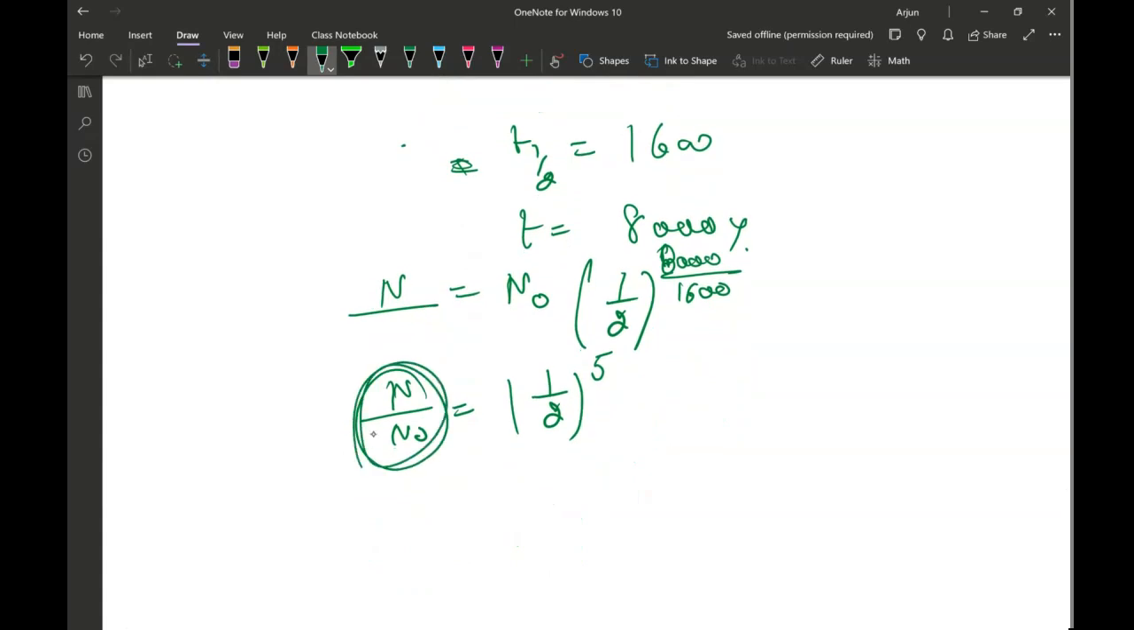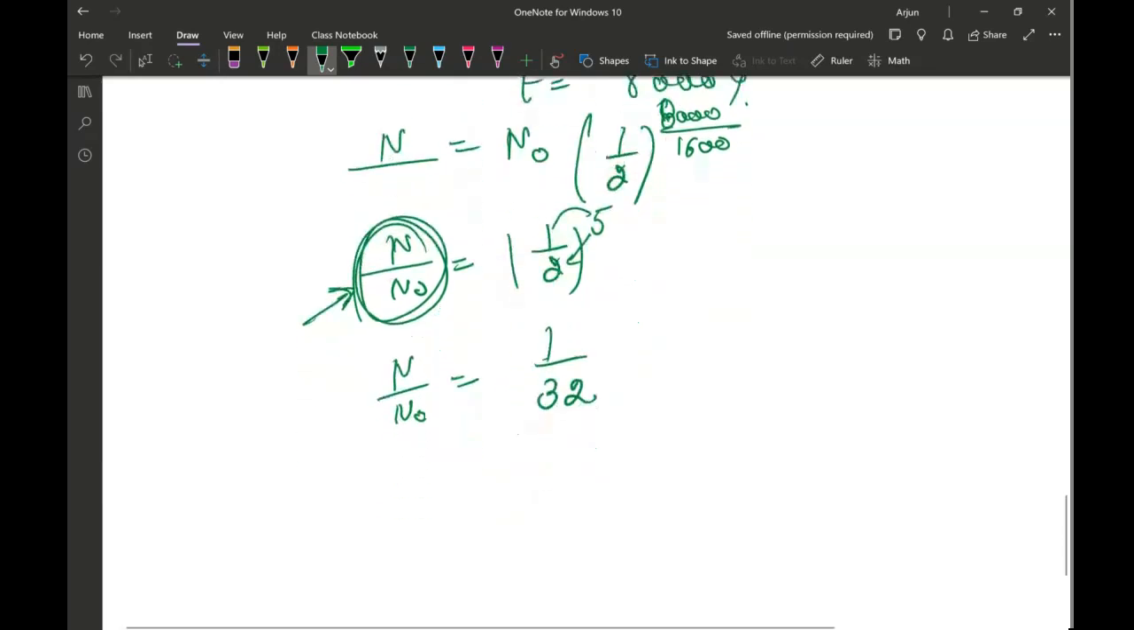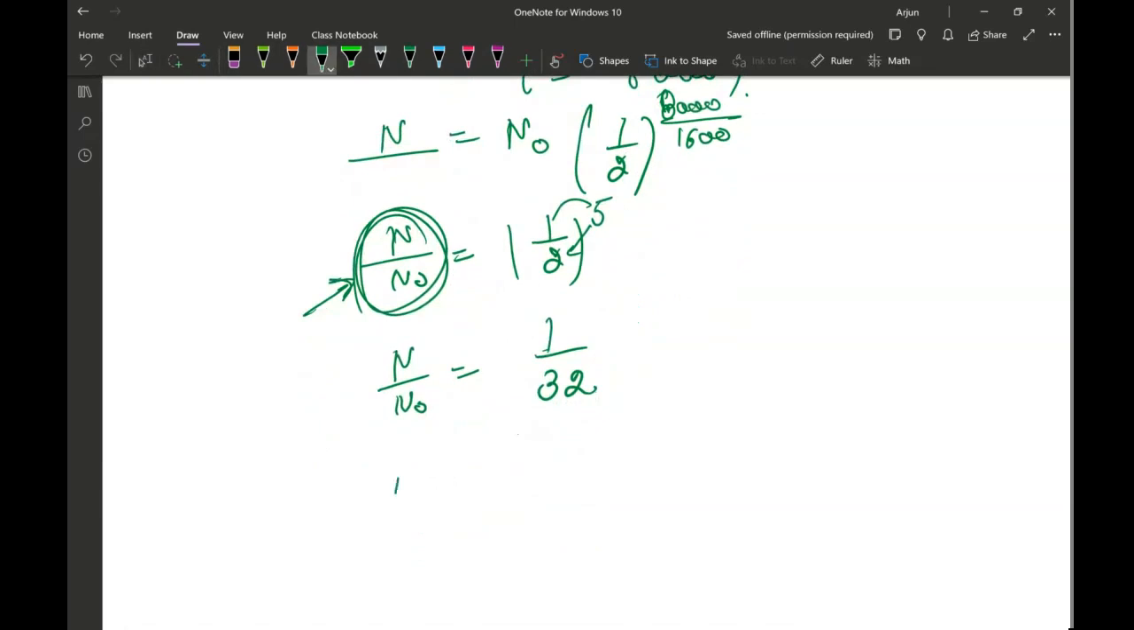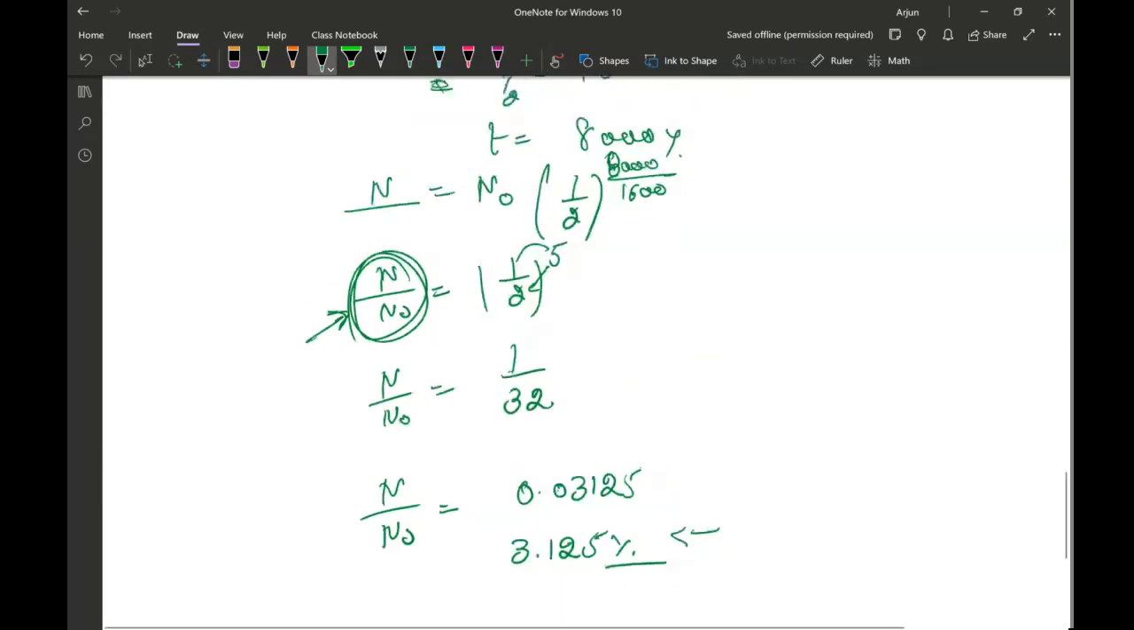So how much is left over? We are finding out this quantity in percentage form. N upon N0 is what we are looking for. So this is 0.5 to the power 5, or you can say 1 upon 32 also. 1 raised to power 5 is 1. 2 raised to power 5 becomes 32. So N upon N0 will come out to be 0.03125, which in terms of percentage is 3.125%, approximately 3%. This amount will be left over.